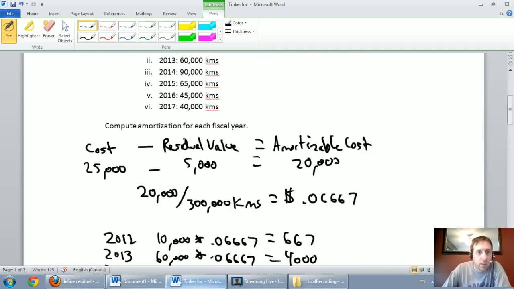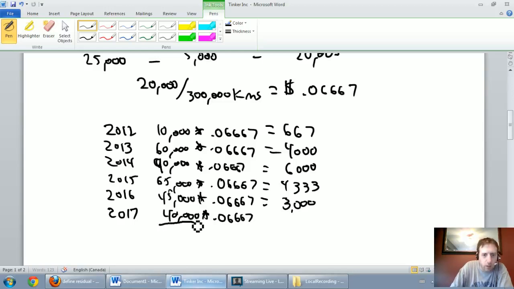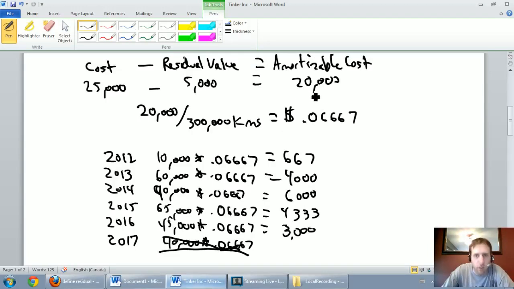Carrying on to the last one, 2017. It's 40,000 times 0.06667. Oops. Wait a minute. No, it's not. Let's just write this out, but I'm going to explain why it is not that. So I'm just going to draw a big X through that, and we're going to talk about our last year of amortization. And this is relevant both for units of production and double declining balance. Now, we've estimated that this truck is going to drive for 300,000 kilometers, and we only want to amortize $20,000 from the value of our truck.